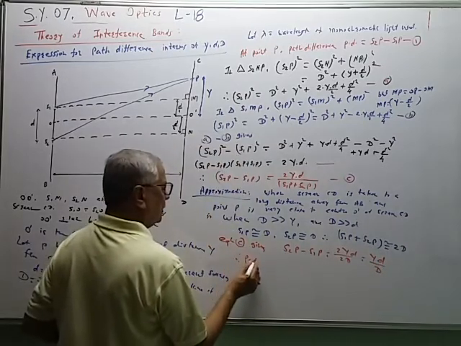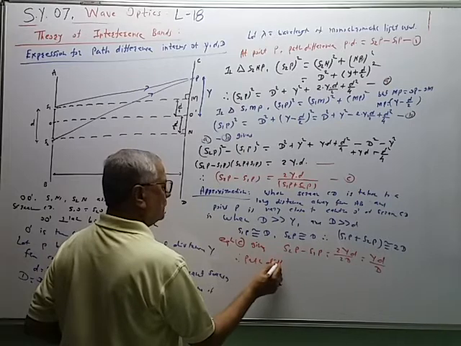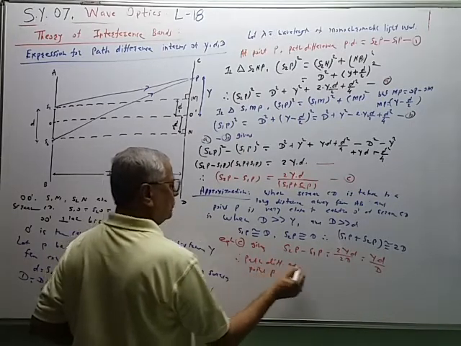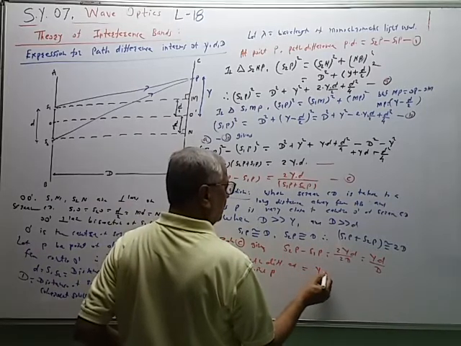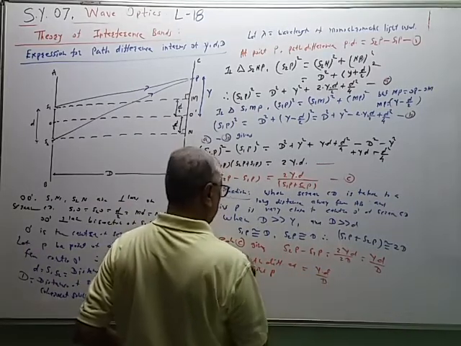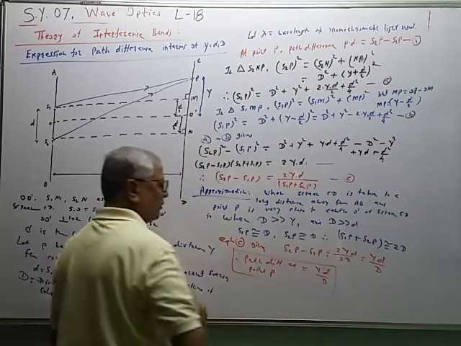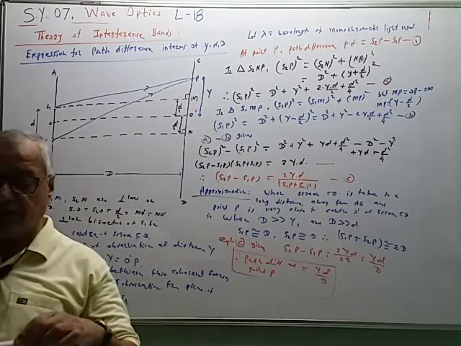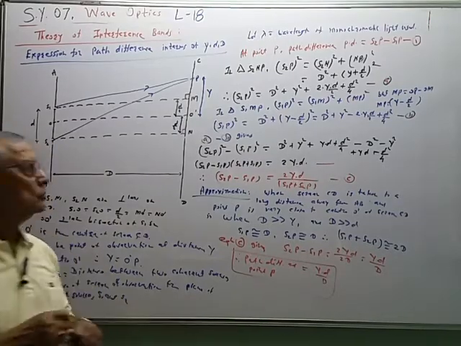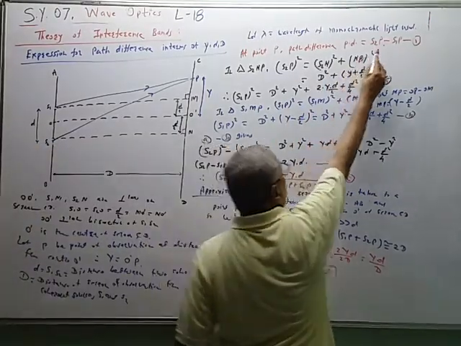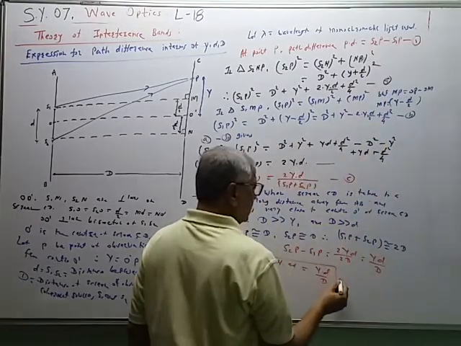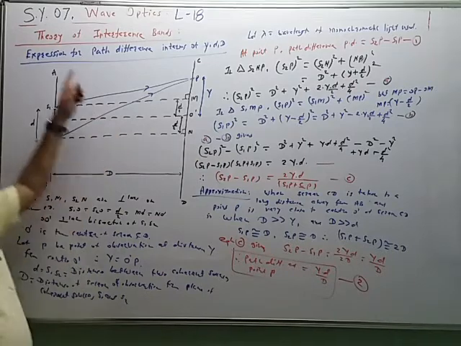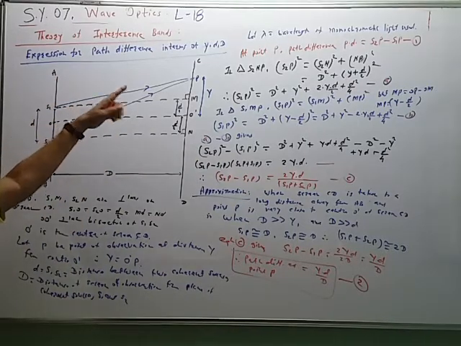Therefore, the path difference at point P is equal to Y into d upon D, where Y is the distance of the point P from the center of the screen used for observation. So this was the basic value S2P minus S1P, and in terms of Y, d and D we have proved it like this. So this is the expression for the path difference in terms of Y, d and D.